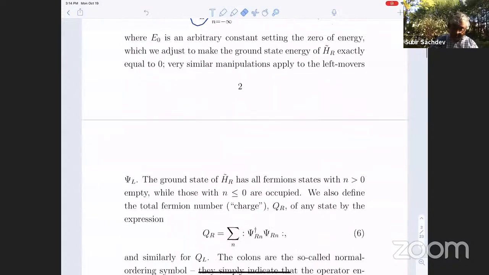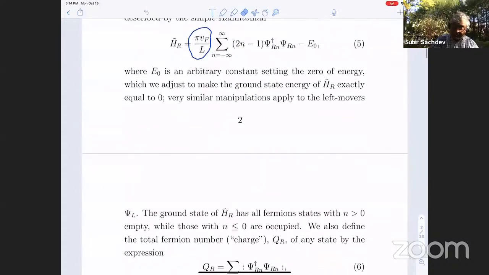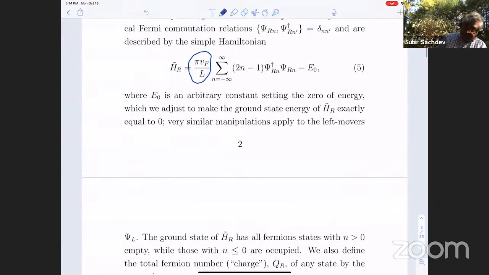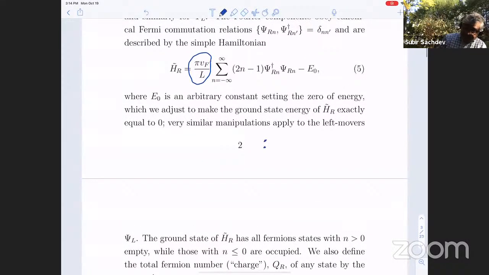All right, so the way you do this is by just putting two dots. So the dots are reminding you that if you have any operator, then the dot-dot of any operator is equal to that operator minus the expectation value of the operator in the ground state. So that's what you call normal ordering. So this is common notation everywhere.